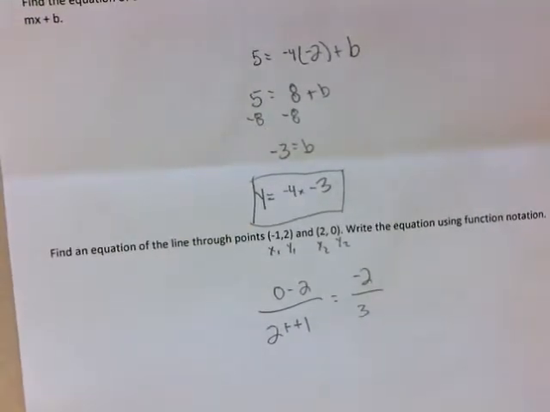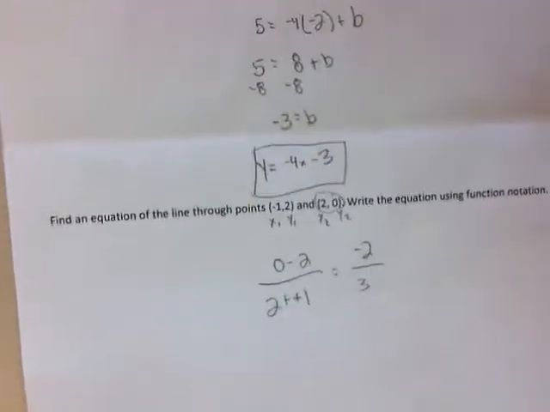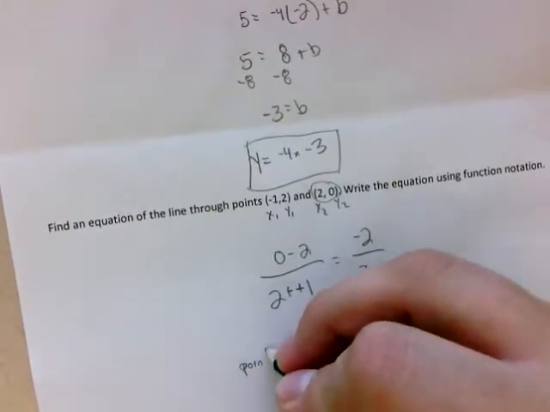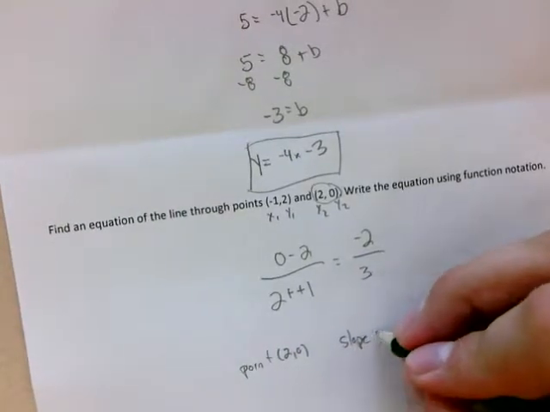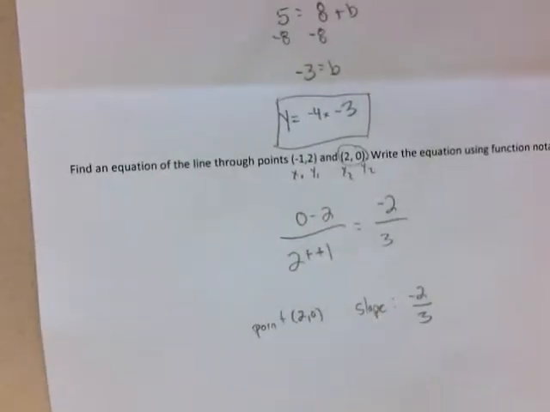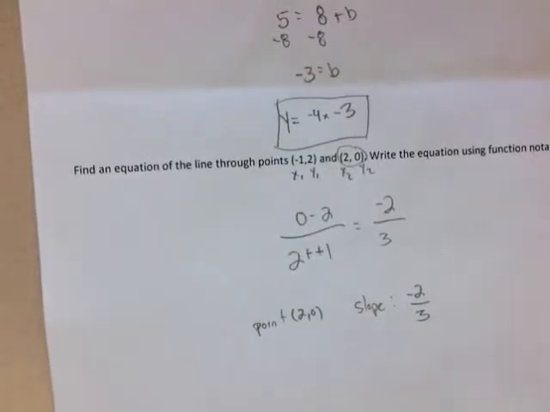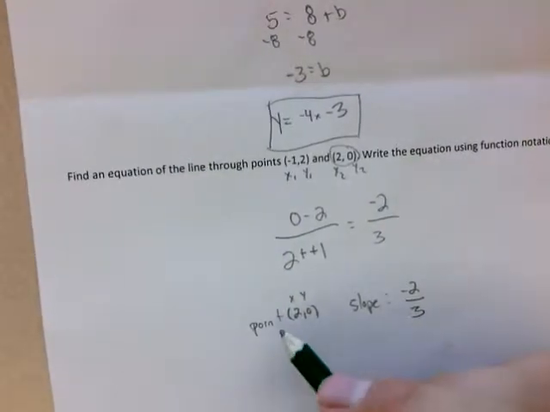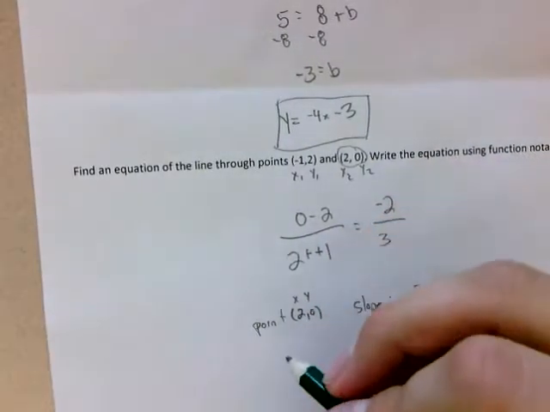Now that we have our slope, let's pick a point. The easiest point to me, I think, is this one right here. So I'm going to use the point 2, 0, and then I'm going to use the slope negative 2/3. Once again, all we're doing is trying to get it into the y equals format. Now let's plug it in. My x, my y. Remember, the reason why we're doing this, we're trying to find the b, the y-intercept first. That's the only reason why we're doing this.